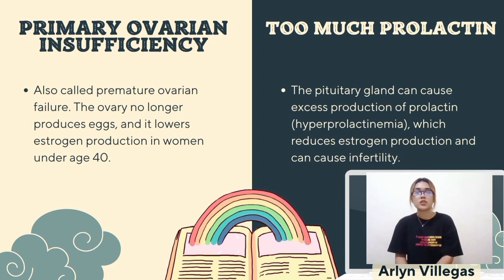So another one is too much prolactin. So this is the last one. This can also be caused by medications you're taking for another condition. So the pituitary gland can cause excess production of prolactin, which reduces estrogen and can cause infertility.